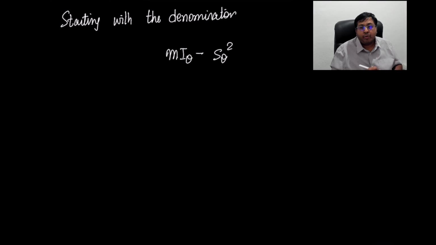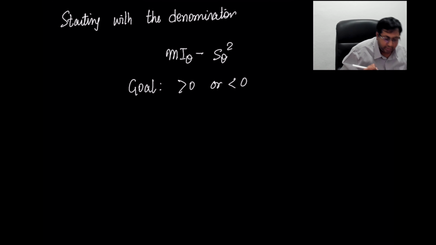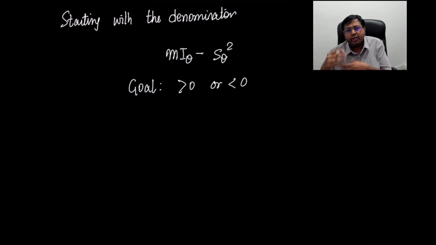So we have m into I theta minus s theta square. That's our denominator, right? Our goal is to say, is this greater than 0 or less than 0? If we know that, and whether the numerator is greater than 0 or less than 0, then if both are positive, lambda is positive. If both are negative, lambda is negative. If one is positive and one is negative, then lambda is going to be less than 0. So this is the simple conclusion that we want to come to: is it greater than 0 or is it less than 0?